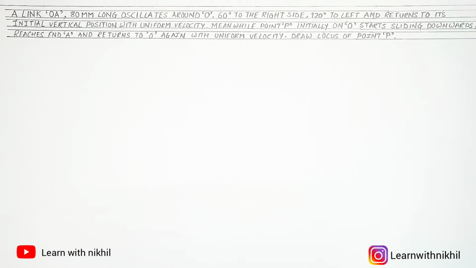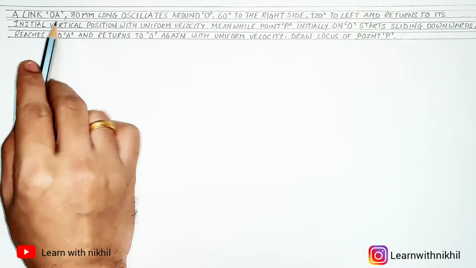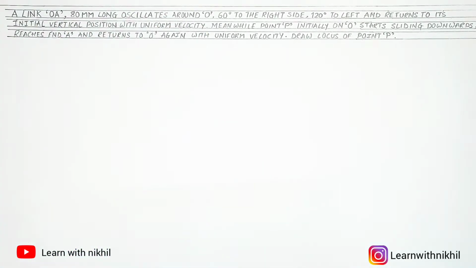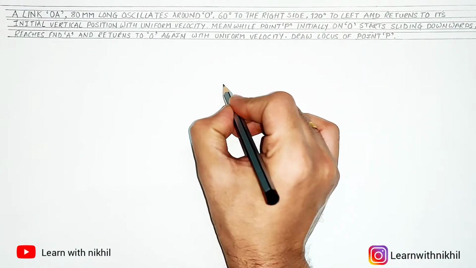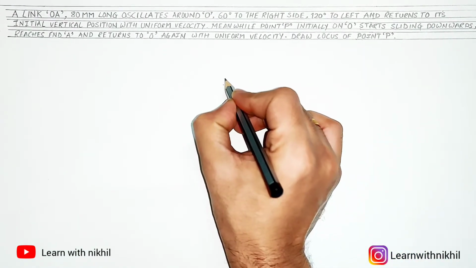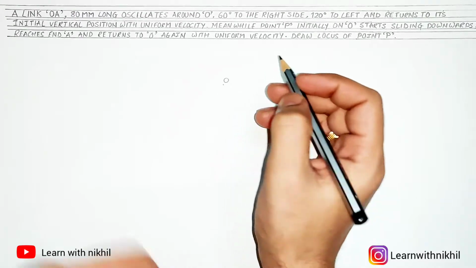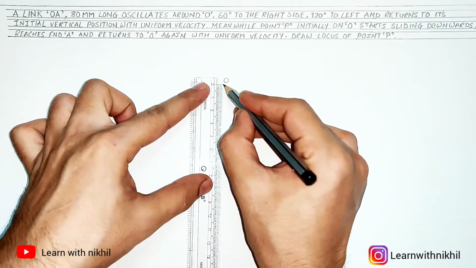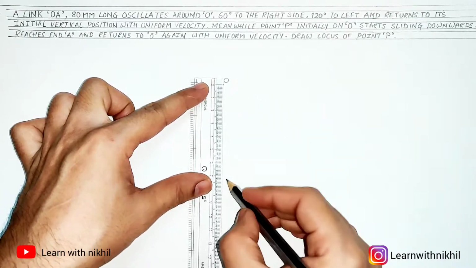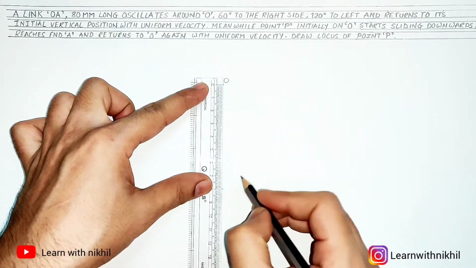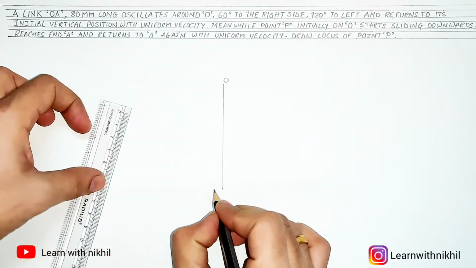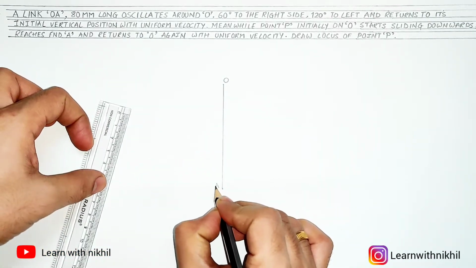So this is just an extension or the advanced version of our previous sum. The steps will be same. First we will draw a link OA 80 mm long. So this is one end O and the other end A will be 80 mm apart. So this is a link OA of a distance 80 mm.